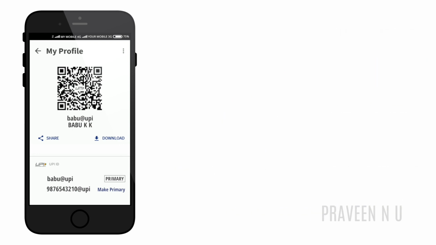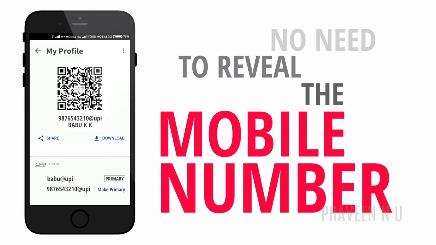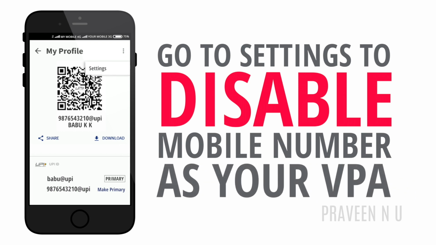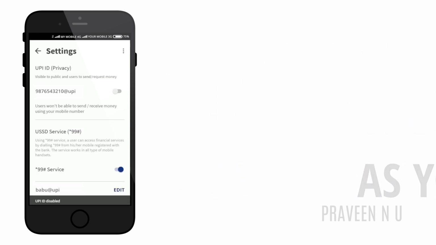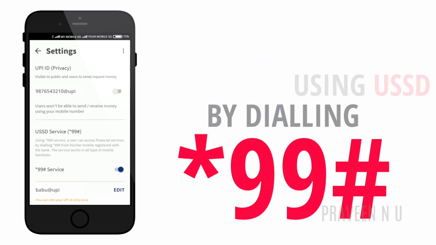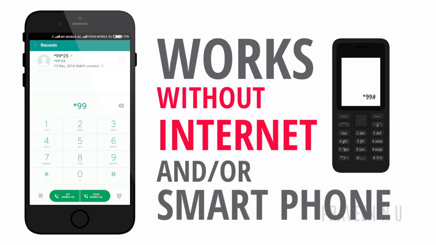This is very useful when we don't want to reveal our mobile number, but still we can send or receive money using the mobile number. If we don't want to use that also, we can go to the settings and disable the ID under UPI ID privacy. We can enable money transactions using USSD, which is very useful when we don't have the internet. All the UPI options are available by dialing *99# from even a basic mobile phone.